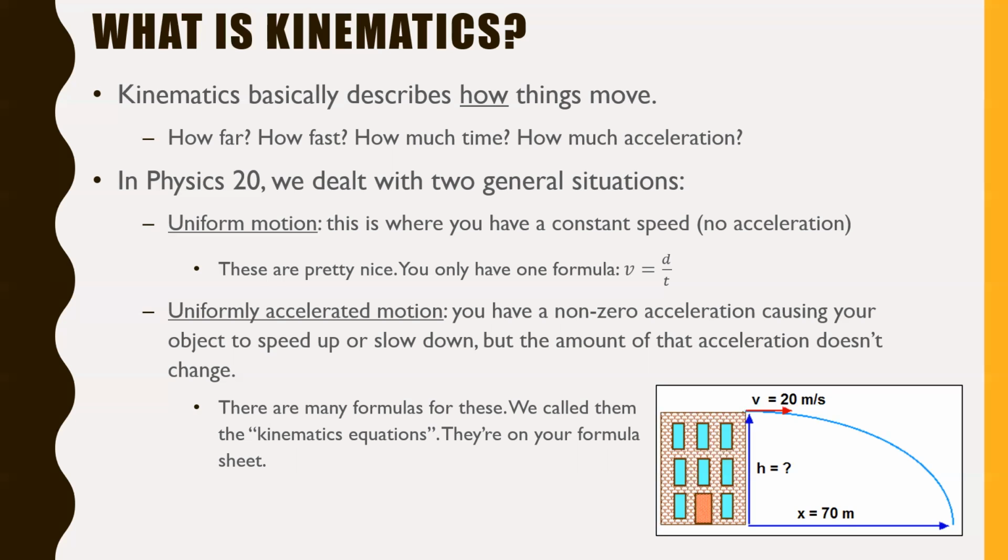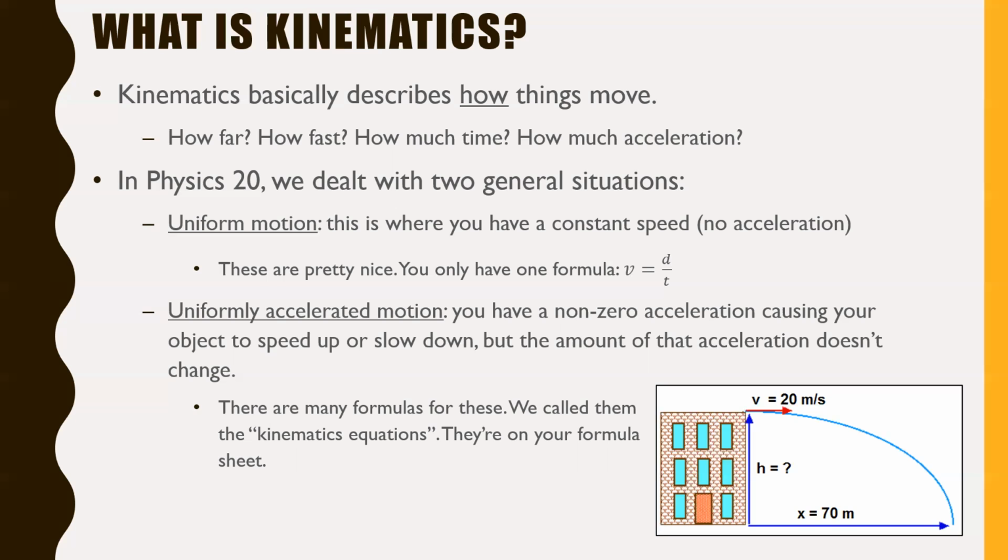Now, the other situation we dealt with was uniformly accelerated motion. This is where you have a non-zero acceleration causing your object to speed up or slow down. But this is where that uniform word comes in: the amount of that acceleration doesn't change. In other words, the rate at which your speed is changing is not changing in itself. It's weird to start thinking of an acceleration that changes. I think the word for that is called jerk. We don't deal with that in physics 20 at all.